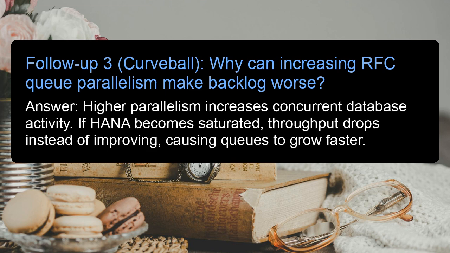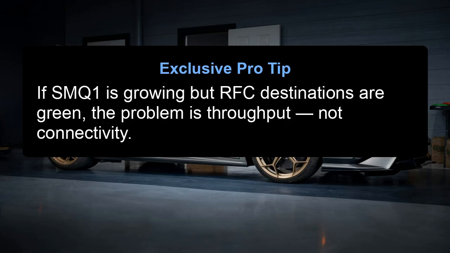Follow-up 3. Curveball. Why can increasing RFC queue parallelism make backlog worse? Answer: higher parallelism increases concurrent database activity. If HANA becomes saturated, throughput drops instead of improving, causing queues to grow faster. Exclusive pro tip.